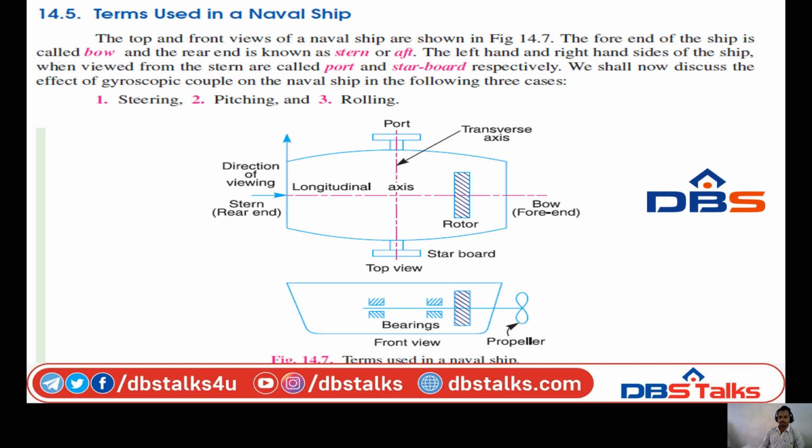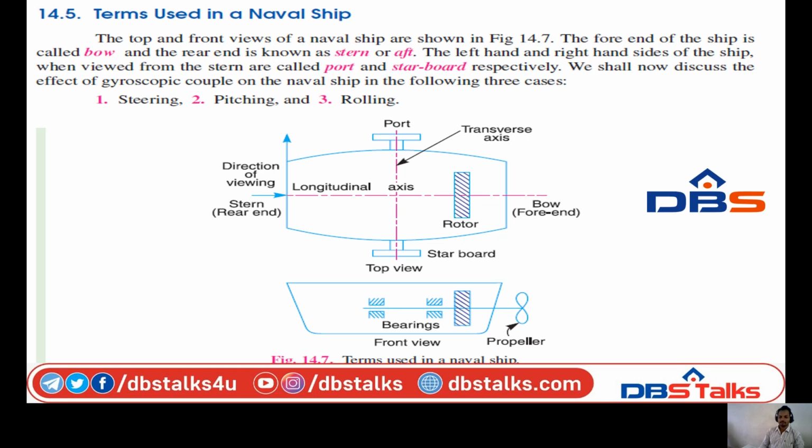Here we are using mainly the terms used in the naval ship. Previously we noted the terminology in aeroplanes, that is nose and tail. Nose side and tail side. Nose is where the propeller is attached, and the tail is the end of the aeroplane. Now in the naval ship also we have different types of terminology.